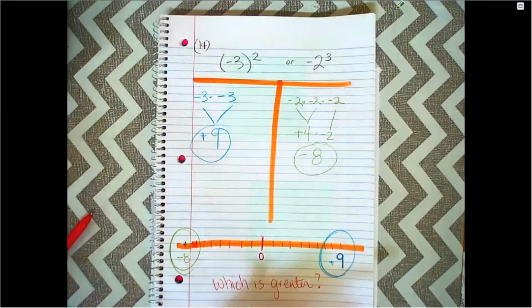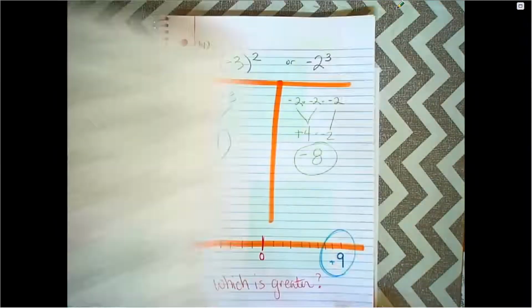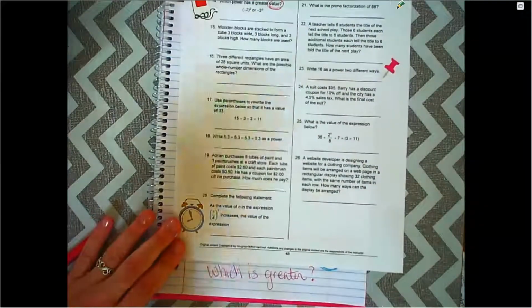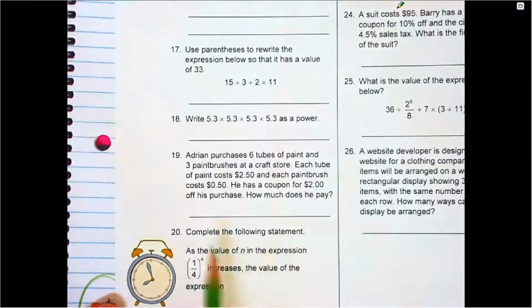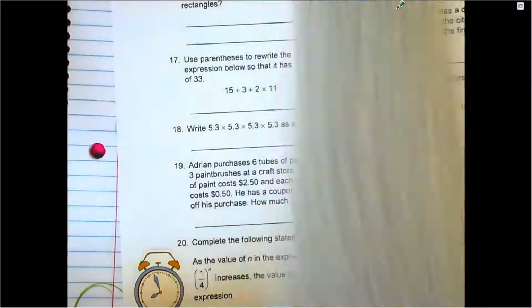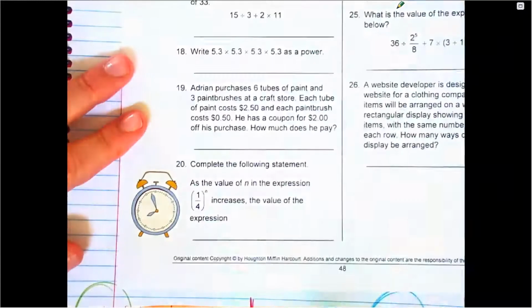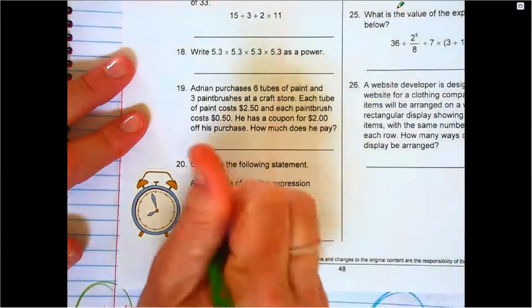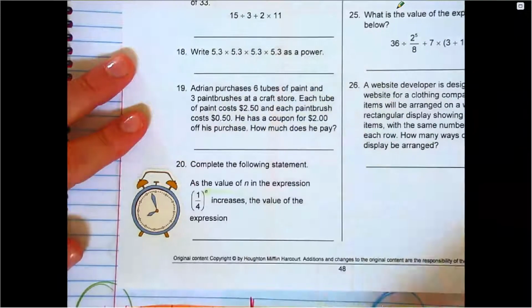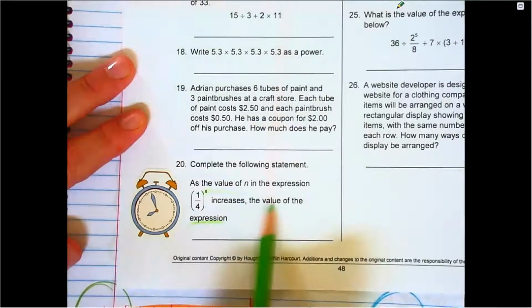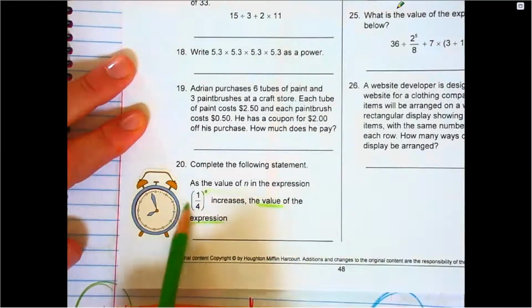Cool. Okay. The next one we're going to look at is number 20. Okay, 20 was tricky. That was my note to myself. Complete the following statement. It says, as the value of n, which in this case is my exponent, gets bigger, what happens to the value of this particular expression?